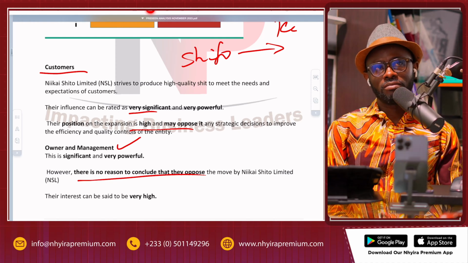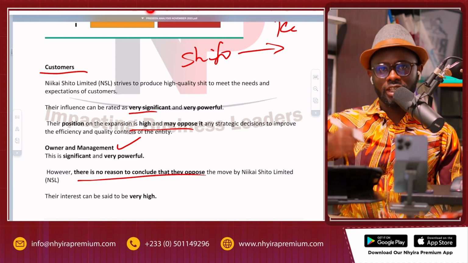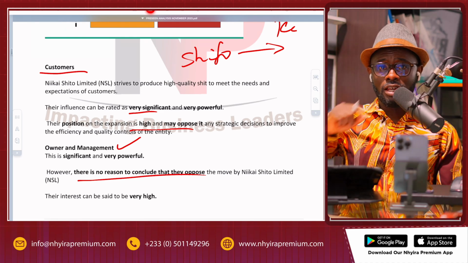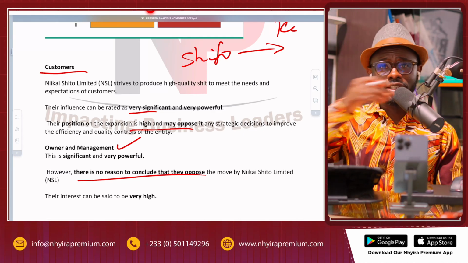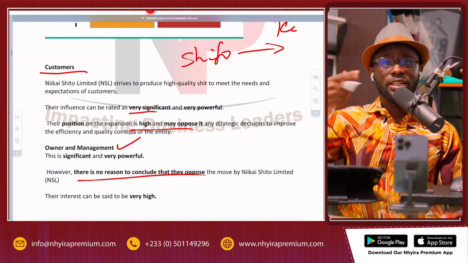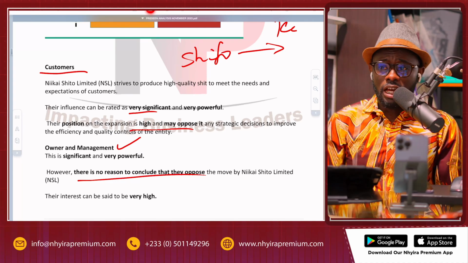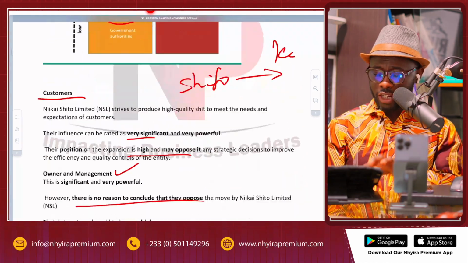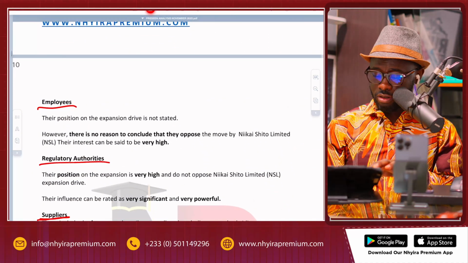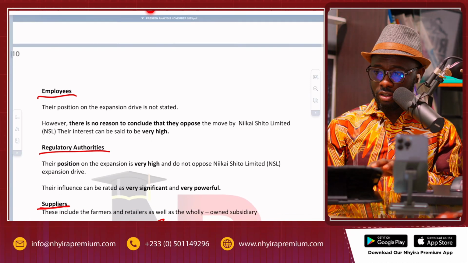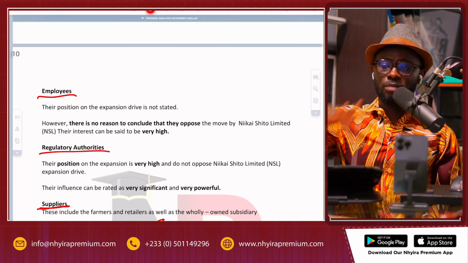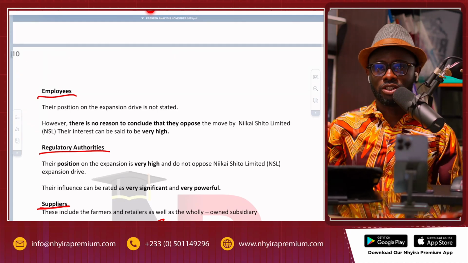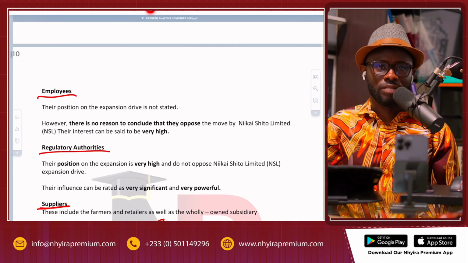Yes, if you come from that angle of those who will be pounding it, because we are told that they do the pounding manually. But if they go automation wise and buy those advanced equipment, then definitely those people will not be happy about it. And so, they're going to oppose it. You're talking about the employees, right, Daniel? Yes, Nhyira. The people who are doing the pounding, they are going to oppose that kind of decision in that regard. So yes, that can be said there.